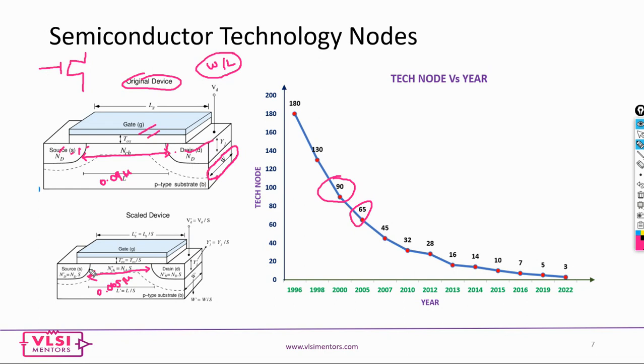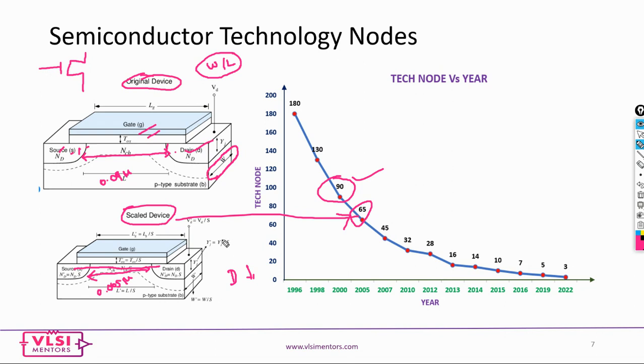So the amount of time the charges take to travel from here to here is reduced. Because of that, your delay also reduced. That is the meaning of scaling down the technology. Now, this is your original device, say 90 nanometer. Now the scaled device is nothing but your 65 nanometer.